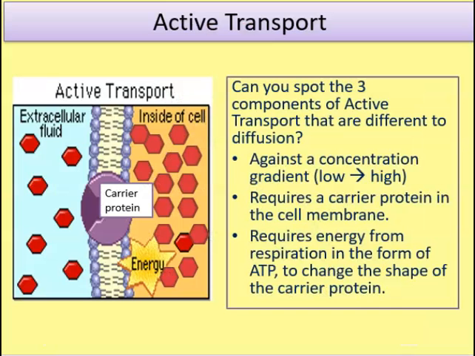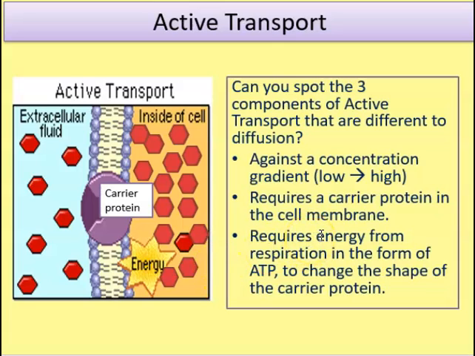Okay, so active transport. The three components of active transport that you need to know and that are different to diffusion are as follows. Active transport is against a concentration gradient, so it goes from where there's a low number of particles to where there is high. It requires a carrier protein, which you can see on this diagram here, which is in the cell membrane, and really importantly, it requires energy.